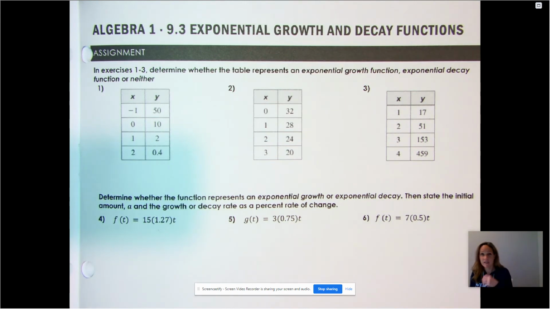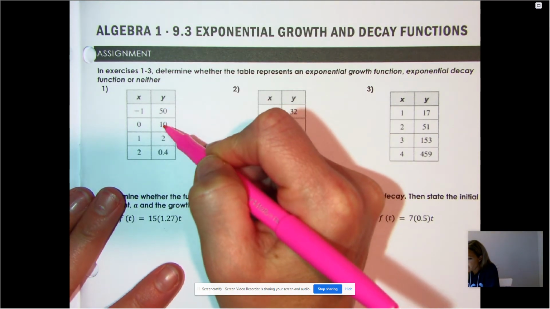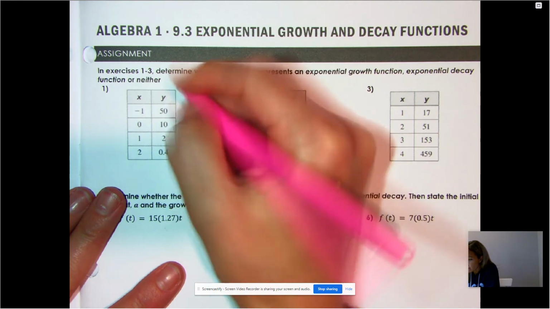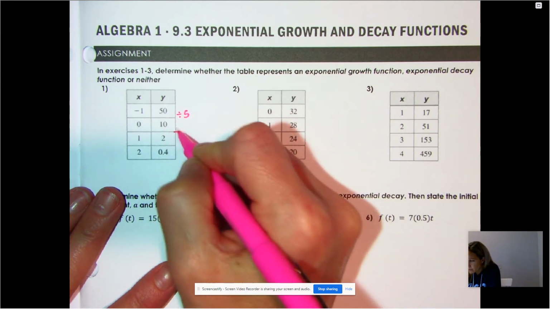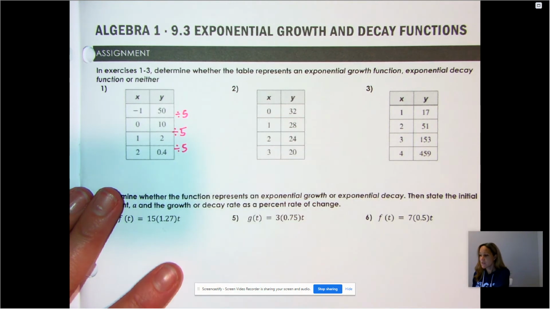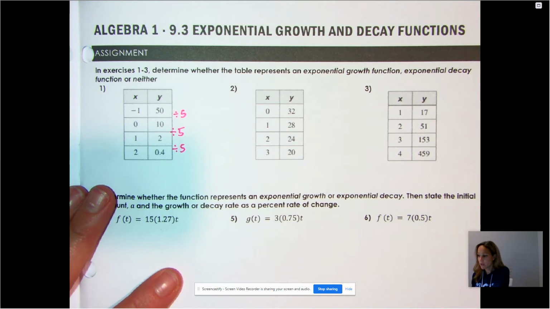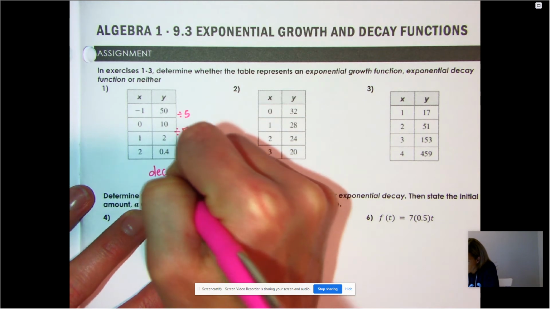It's possible that it doesn't change at a constant ratio. So if I do 50 divided by 10, I get 5. So I did divide by 5 here. If I divide those, I would get 5. And if I divide those, I would get 5. So this does have a constant rate, a constant ratio, which makes this exponential decay.